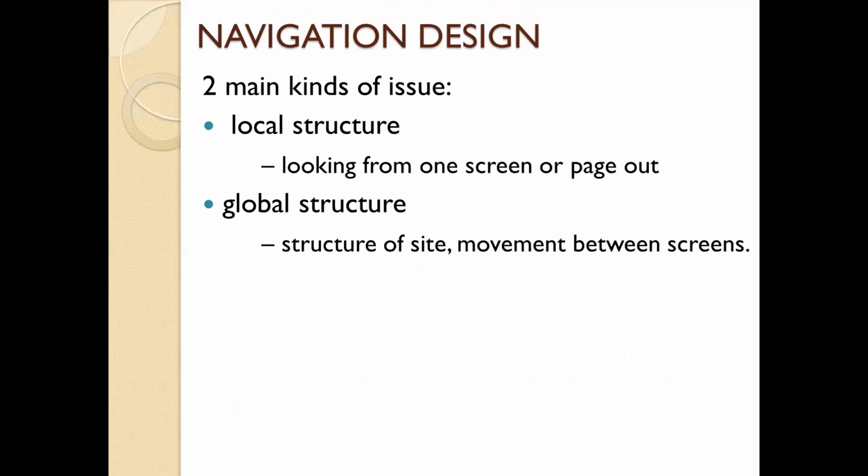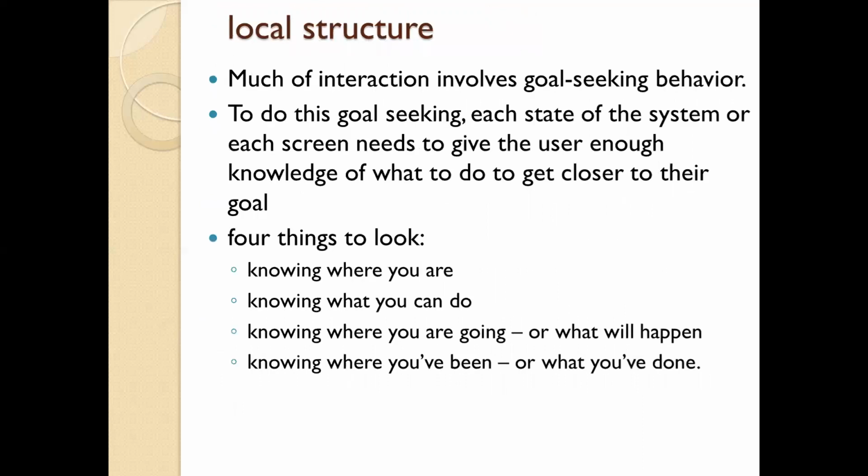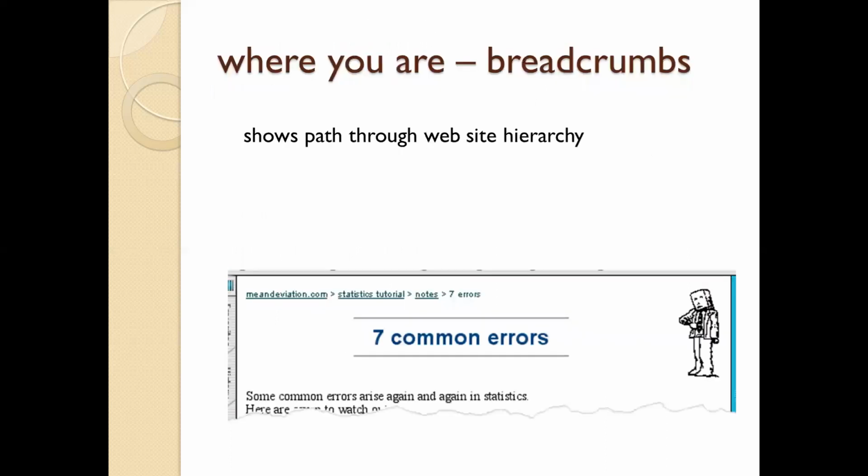Navigation design: two main kinds of issues, local structure and global structure. Global structure looks from one screen or page outward: structure of the site, movement between screens. Local structure: much of interaction involves goal-seeking behavior. To do this goal-seeking, each state of the system or each screen needs to give the user enough knowledge of what to do to get closer to their goal. Four things to look for: knowing where you are, knowing what you can do, knowing where you are going or what will happen, knowing where you have been or what you have done.